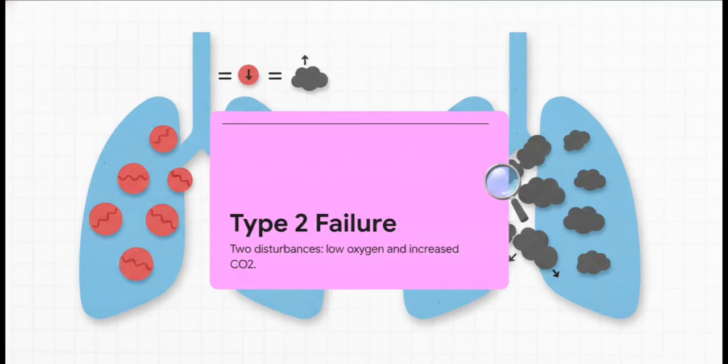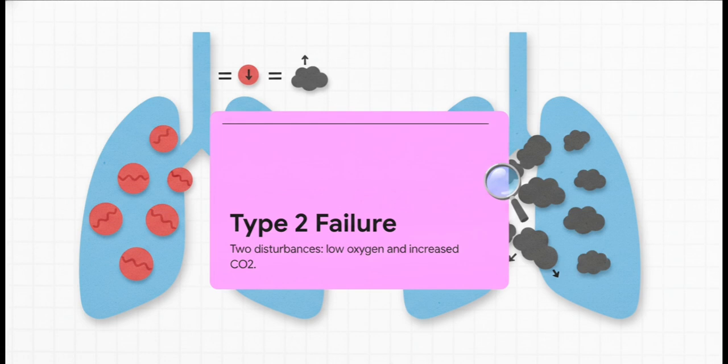Remember our mathematical rule. For type 2, the rule is 2=2. This means we are no longer dealing with just a single problem. In type 2 respiratory failure, there are two distinct chemical disturbances. We have the low oxygen, just like before, but now we've gained a secondary, highly dangerous disturbance, increased carbon dioxide. The lungs are failing on both fronts. They can't get the good gas in, and they can't get the bad gas out.